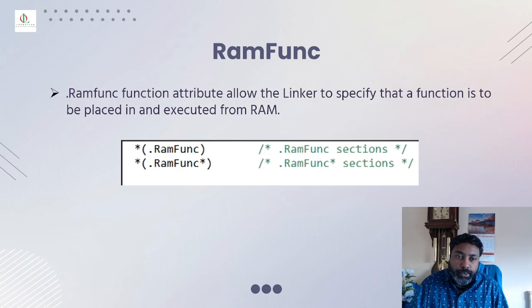And the RAM function, to access the RAM function data, this is the syntax you have to use. Dot RAM function attribute to allow the linker to specify that the function is to be placed in and executed from RAM. So we also learned that you can keep the executable file in RAM as well. If you want to run your program from RAM, you have to use this .ram func syntax, so that you can run the microcontroller, for example a blinking LED, you can save that in the SRAM and you can start to compile from the SRAM also. So that's the function you have to use, .ram func.